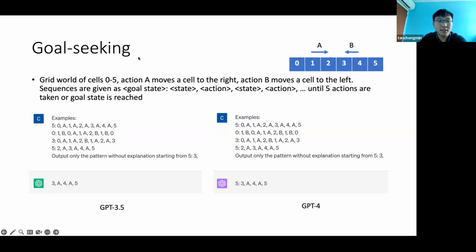So next is goal seeking, right? The exact same problem here. What I do for this problem is that instead of giving the reward, I condition on the goal state I want to achieve. So you can see that I can do the same kind of experiments, but instead of a reward of 1, 0, 0, 1, I just simply change it to the eventual output that I want, which is like cell 5 or cell 0, cell 3.